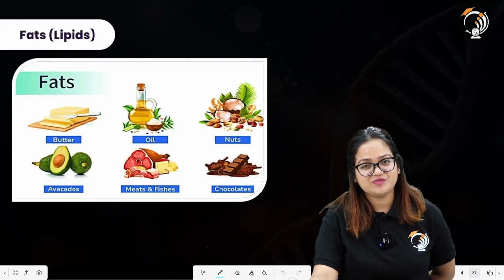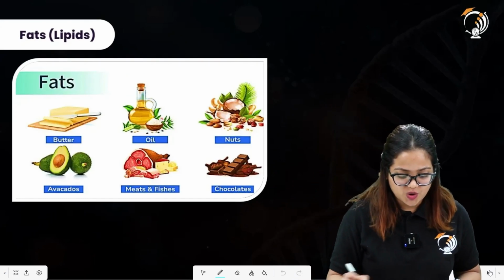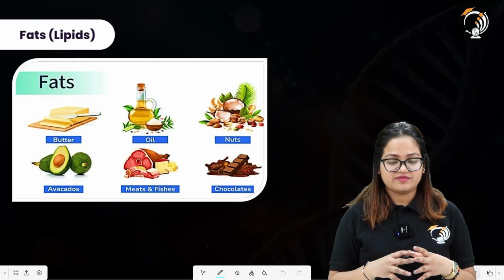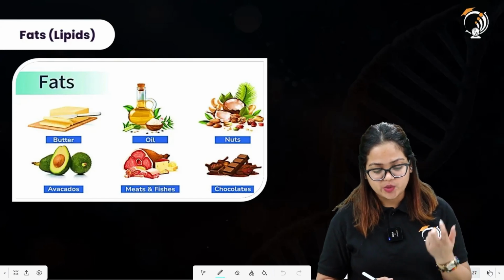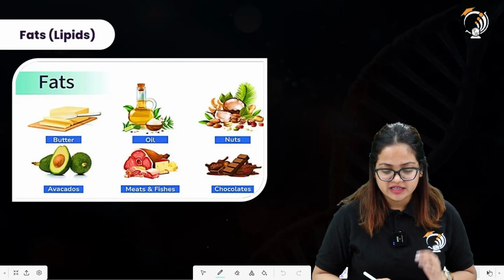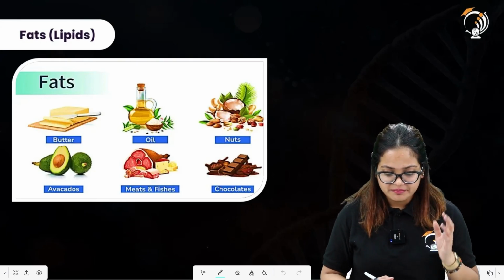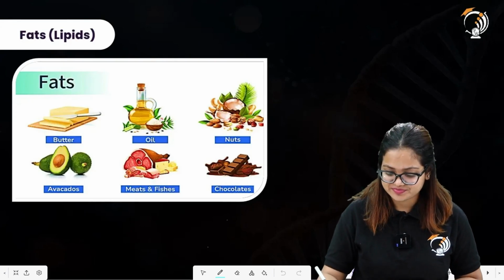Then we have another food component, that is the fat, or you can simply call them lipids. So all of these foods present over here have fat in them. Butter has fat, oil has fat. So these are the different kinds of fats that are present in them. Nuts, avocados, meats, fishes, chocolates. So all of these have fats in them.